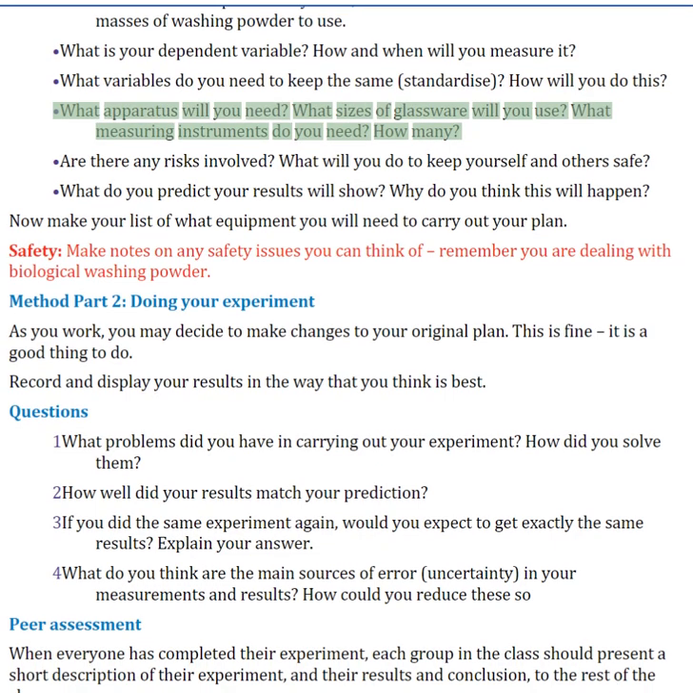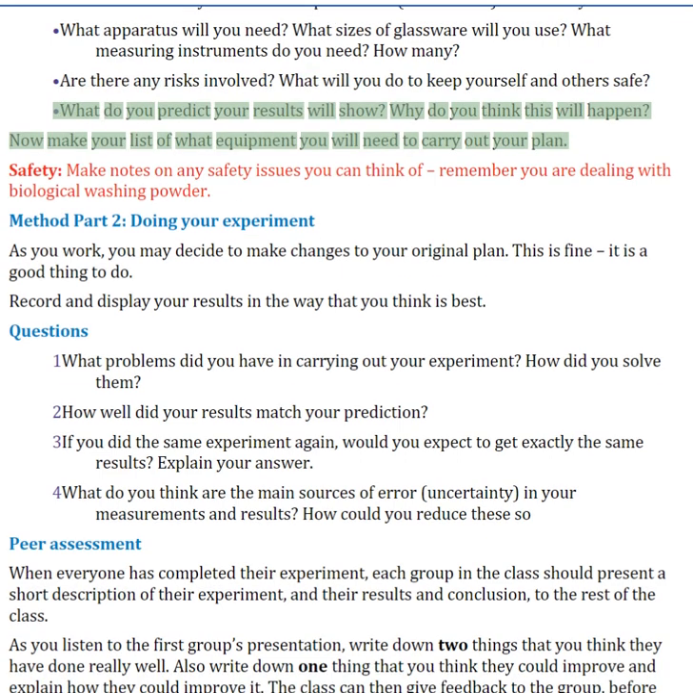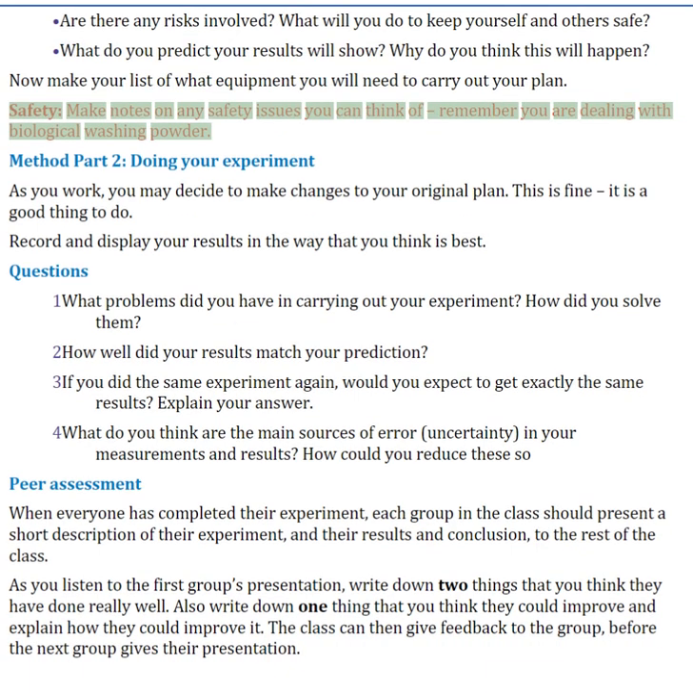What apparatus will you need? What sizes of glassware will you use? What measuring instruments do you need? How many? Are there any risks involved? What will you do to keep yourself and others safe? What do you predict your results will show? Why do you think this will happen? Now make your list of what equipment you will need to carry out your plan. Safety. Make notes on any safety issues you can think of. Remember, you are dealing with biological washing powder.